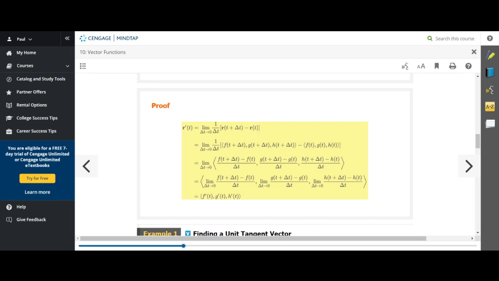So the proof's there. Are there any questions on it? I think it's pretty straightforward. It just proves the theorem. And what we're going to do is just apply that theorem.